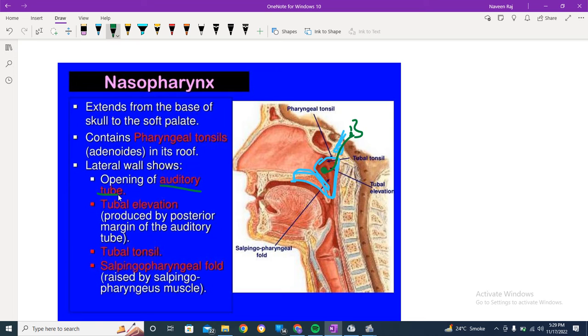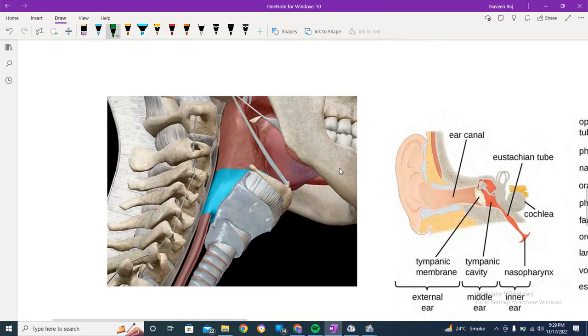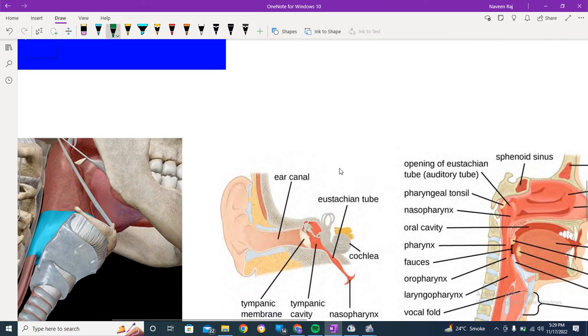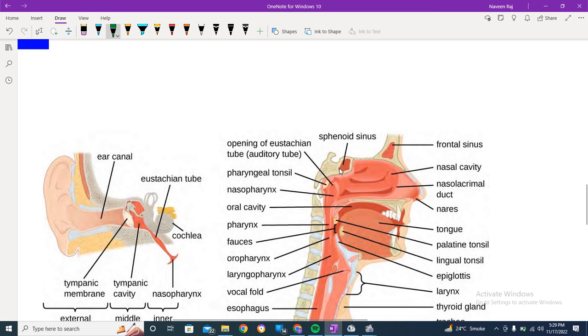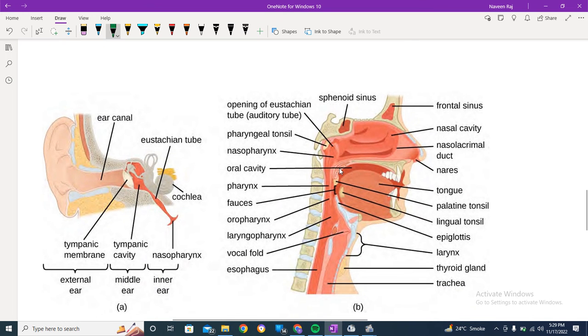The tubal elevation is produced by the posterior margin of the auditory tube. It is somewhat going like this, just a curve we talked about. And we've got the tonsil, and some sort of folds. So this was about the nasopharynx. Let's move forward to the laryngopharynx, but before that I have a beautiful diagram that will show you how this is being connected.